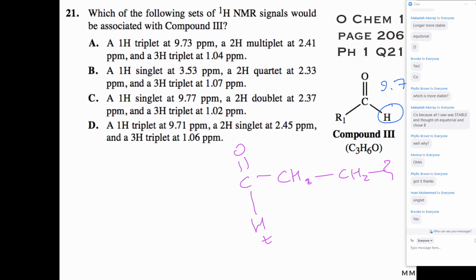So I can get rid of this one because there's no 9.7. We're good on that. The fact that it's a triplet sounds good, so that's out. So how do I figure out the rest of the structure? Is this a singlet?